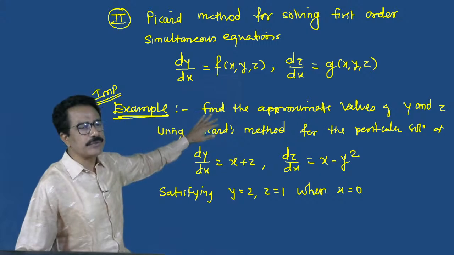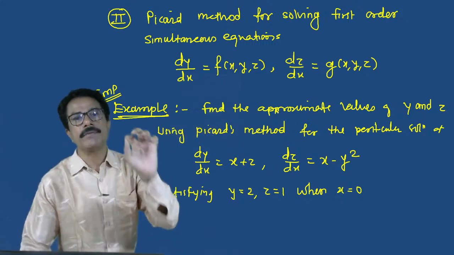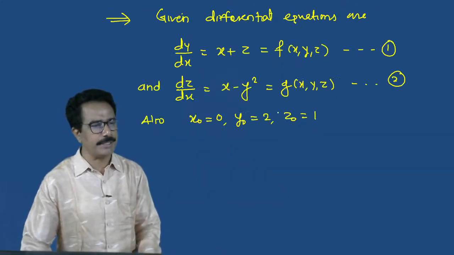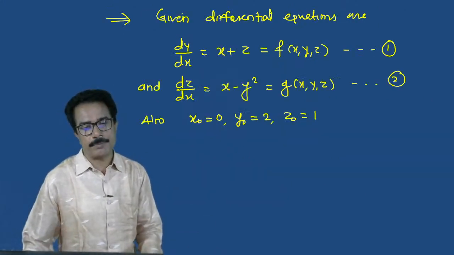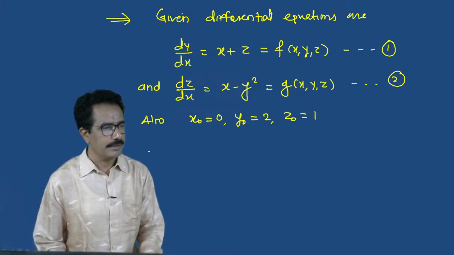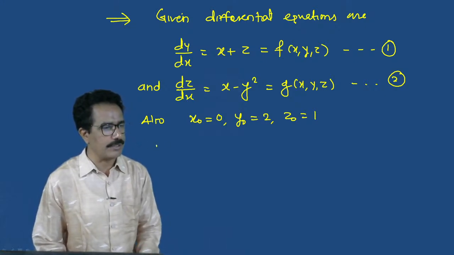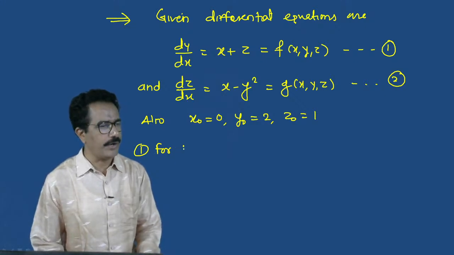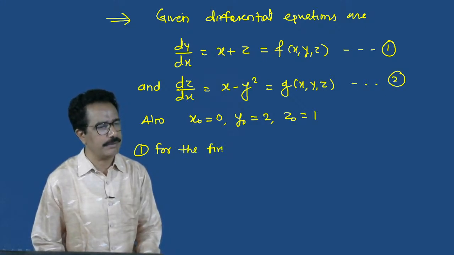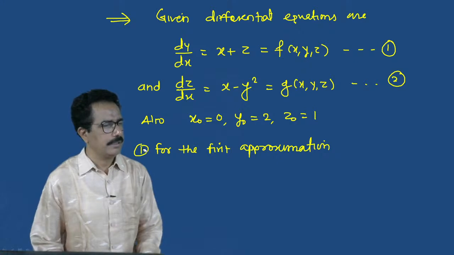Now our aim is to find the approximate value of y and the approximate value of z by using Picard's method. Now you know that the first approximation, now we can use the first approximation. For the first approximation, suppose this is 1.